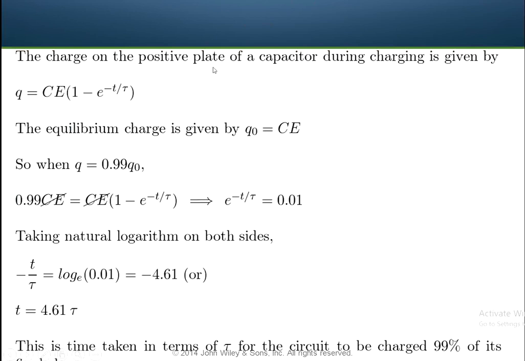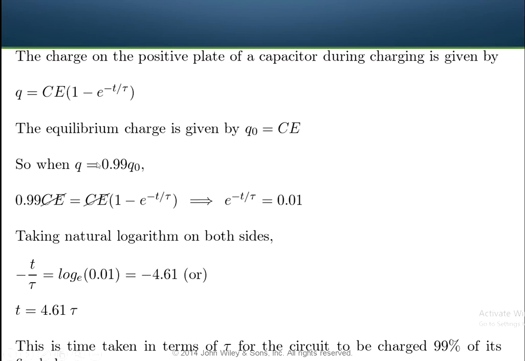The charge on a capacitor plate during charging is given by Q is equal to CE into 1 minus e power minus t divided by tau. Here E means epsilon. In some books they write E, actually it is epsilon, electromotive force. Now the equilibrium charge is given by Q0 is equal to C epsilon. This is a standard formula. Now Q is 99% of the final charge, so 99% is converted into an ordinary number, which is 0.99.